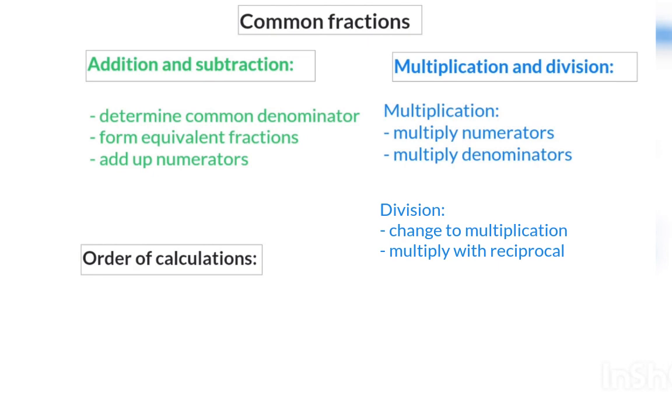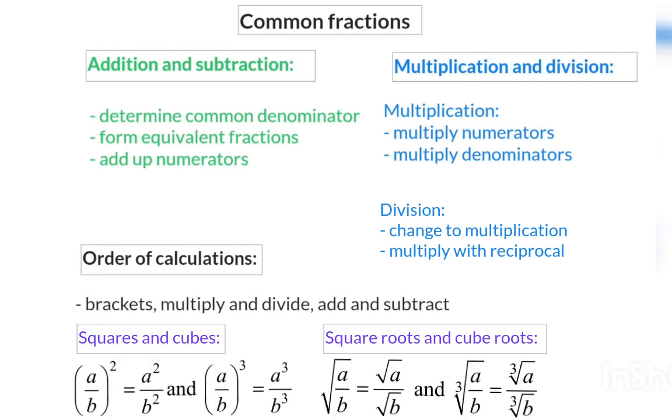Then you also need to remember your order of calculations. Always first start doing the brackets, then you multiply and divide, and then you add and subtract. When doing squares, cubes, square roots or cube roots, it is helpful to remember that you can calculate the numerator and denominator separately. Let's go and have a look at some mixed examples.